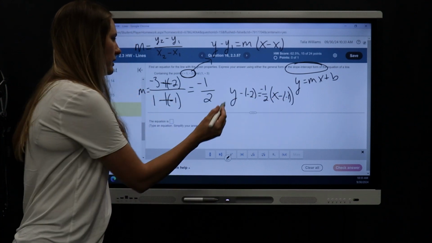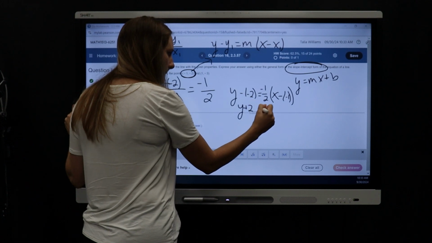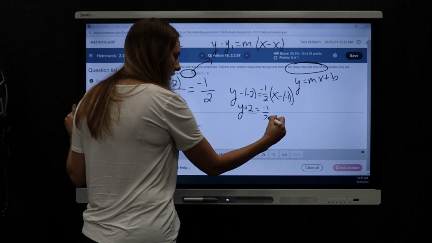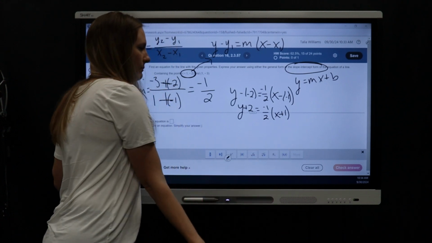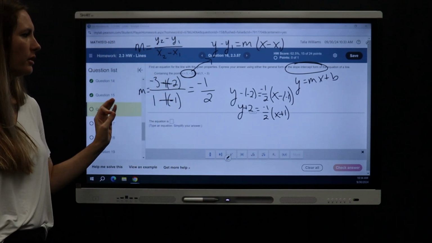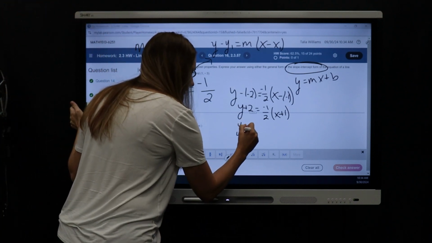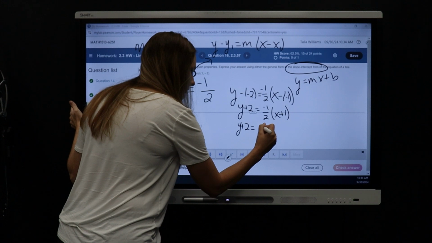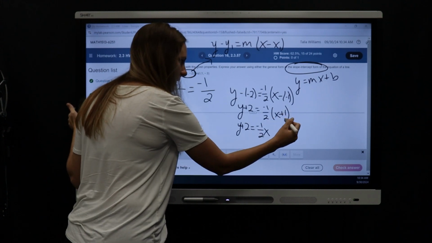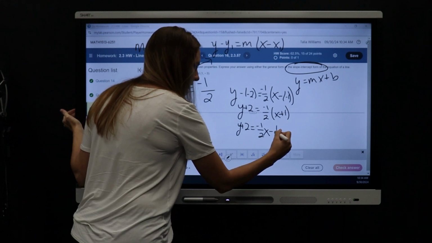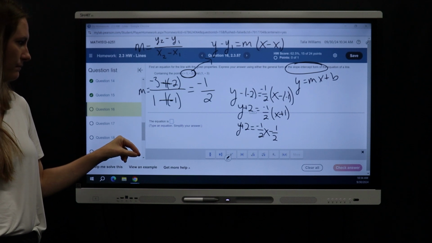Okay. Now then, to get it to slope-intercept form, we're just going to work this problem out and solve it for y. So we're going to change our subtract a negative to a plus. Now we're going to distribute our negative 1/2 to that x plus 1. So we have y plus 2 equals negative 1/2 x, and then negative 1/2 times 1 is itself, but it changes from positive to a negative.